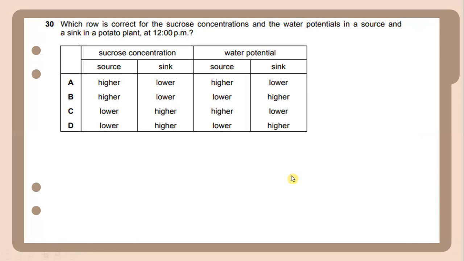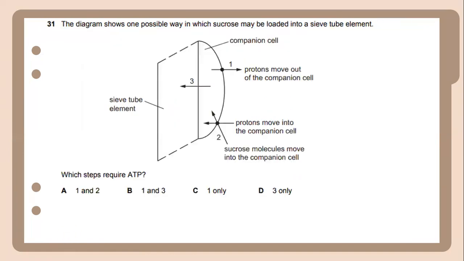30. Which row is correct for the sucrose concentration and the water potential in a source and a sink in a potato plant at 12 p.m.? So the correct answer will be: sucrose concentration, the source would be higher, and the sink is lower. And for the water potential, the source is lower and the sink is higher.